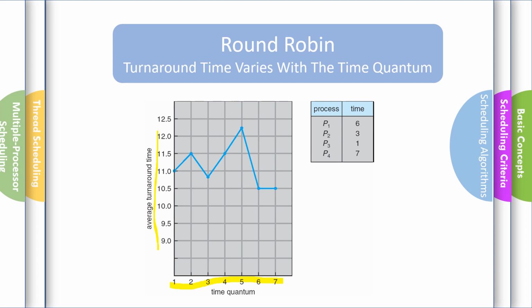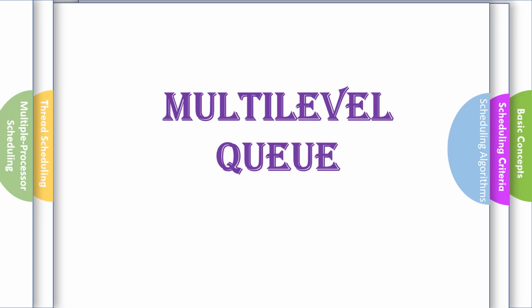If the time quantum is 3, then the turnaround time changed to somewhere less than 11. Like this, if you see, it goes on changing. For a time quantum of 6 and 7, the turnaround was 10.5. So you need to take care that the time quantum that you choose should be very wisely chosen.